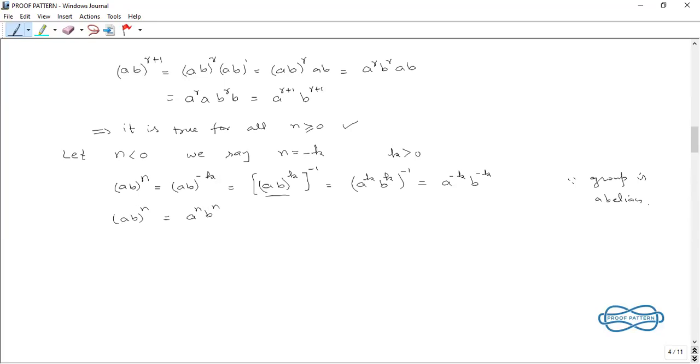This means (ab)^n equal to a^n b^n is true for any integer n in an abelian group.